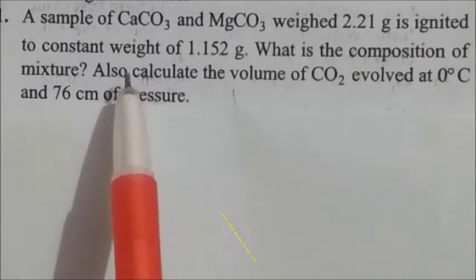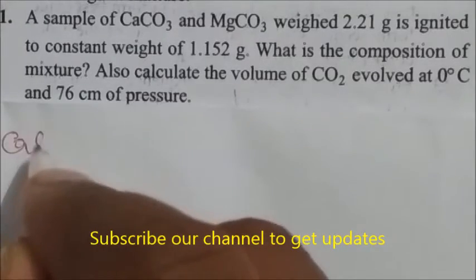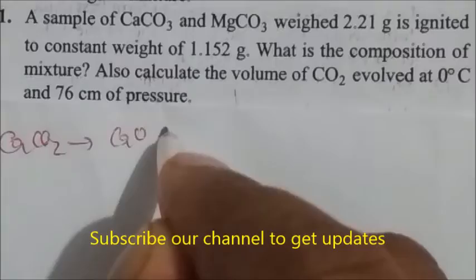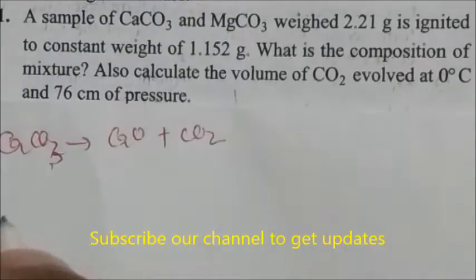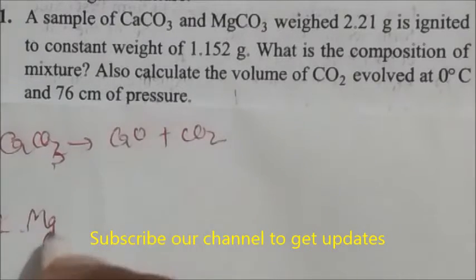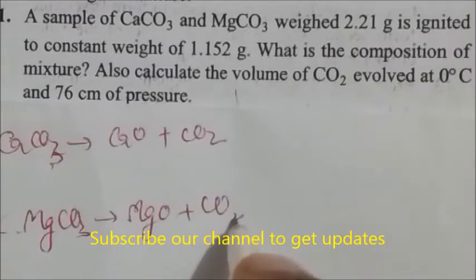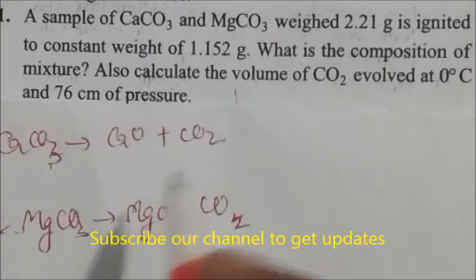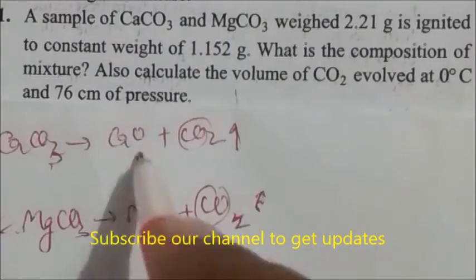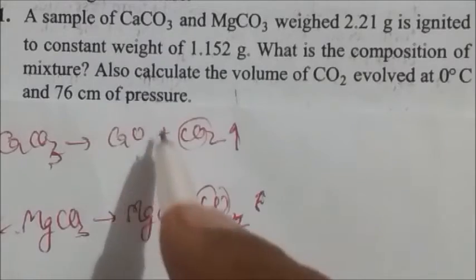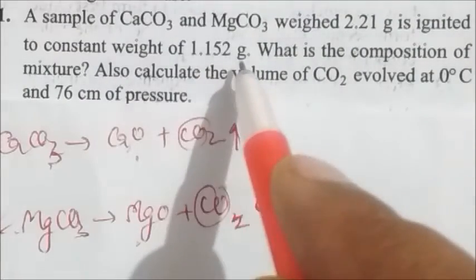So these are carbonate compounds, so on heating they will produce carbon dioxide gas. Calcium carbonate, if you heat it, becomes calcium oxide plus carbon dioxide. Similarly, magnesium carbonate on heating also produces magnesium oxide plus carbon dioxide. These two products are there, and the carbon dioxide is released as a gas, so we are left with these two compounds. And the weight of calcium oxide and magnesium oxide is given as 1.152.